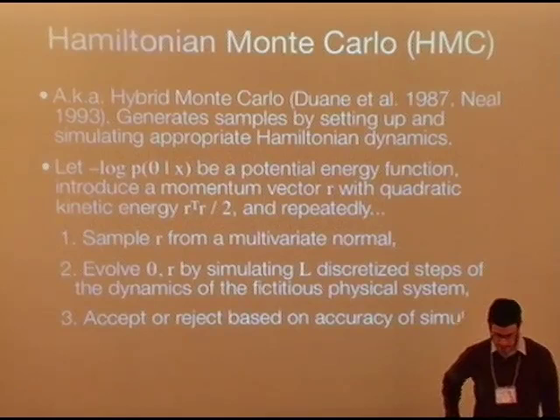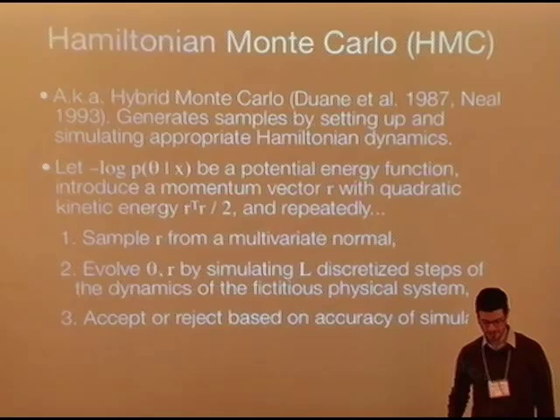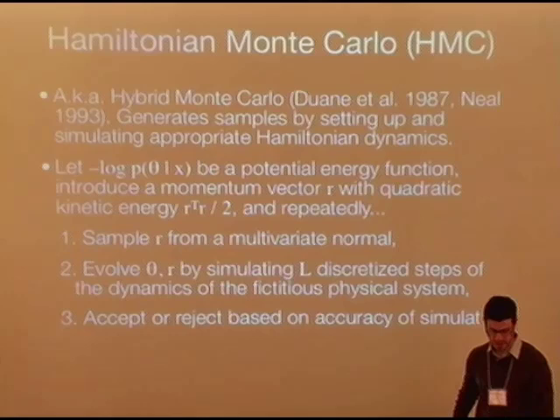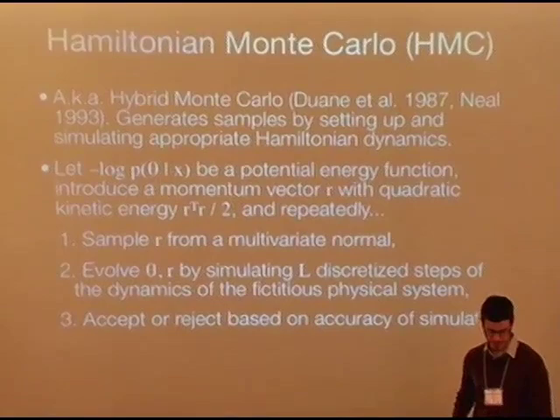So just a very quick review of HMC. The basic idea is that we can sample from these distributions by setting up an appropriate fictitious physical system and simulating the dynamics of that physical system. We construct a Hamiltonian, which is a potential energy function and a kinetic energy function. The potential energy function is our negative log posterior. We introduce a momentum vector R that is endowed with a Gaussian distribution, which corresponds to a quadratic kinetic energy function. HMC begins by resampling R from its distribution, which is just a multivariate normal. That is basically just a Gibbs sampling step.